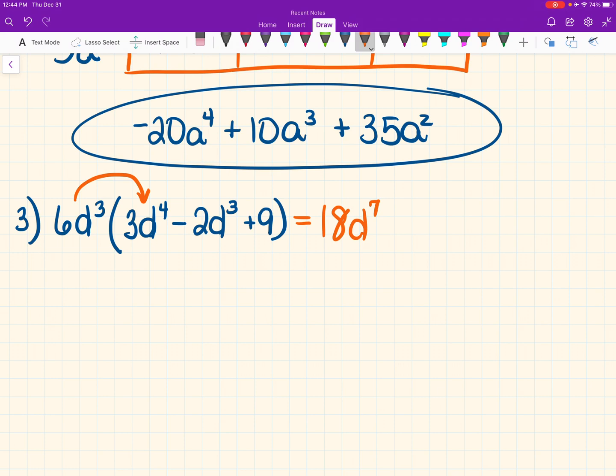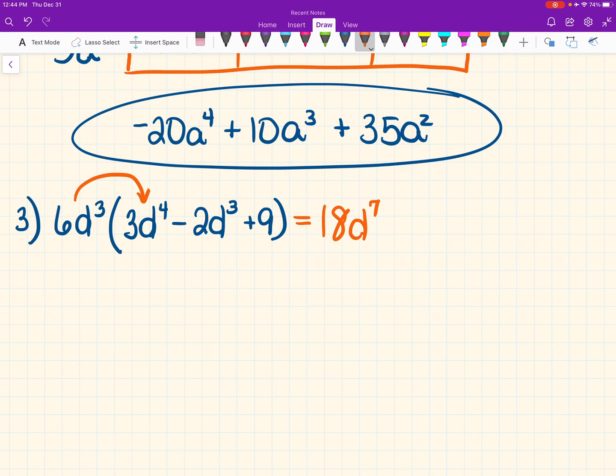Did you actually accidentally put 9d? That means you added 6 and 3. Common mistake, but you got to keep practicing so you don't do that. Did you put d to the 12th? Well, that means you multiplied your exponents. You're supposed to add them. So start thinking about if you made a mistake, what mistake did you make so you don't continue to repeat it.